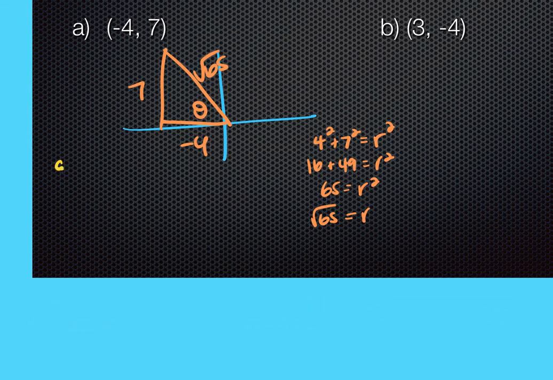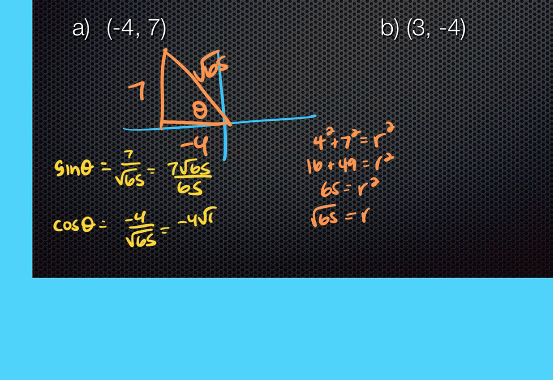So now the sine of theta is 7 over square root 65, which has to get rationalized. Cosine, negative 4 over square root 65, which also has to get rationalized. And the tan, negative 7 over 4.